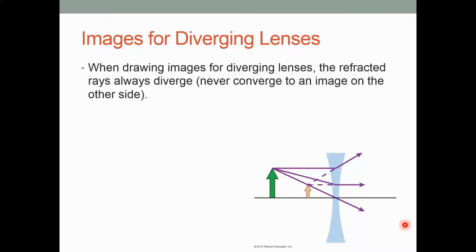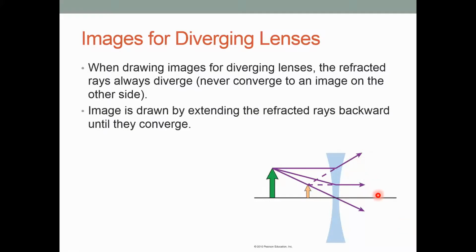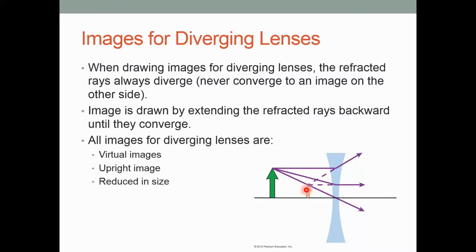So for a diverging lens, our rays are always going to diverge. They never converge to an image on the other side. So the image is going to be drawn by extending these refracted rays backwards to find where the virtual image will appear. So all images for diverging lenses are going to be virtual because the light itself travels and diverges. It doesn't converge to an image. So they're all going to be virtual, they're all going to be upright, and they're all going to be reduced in size.